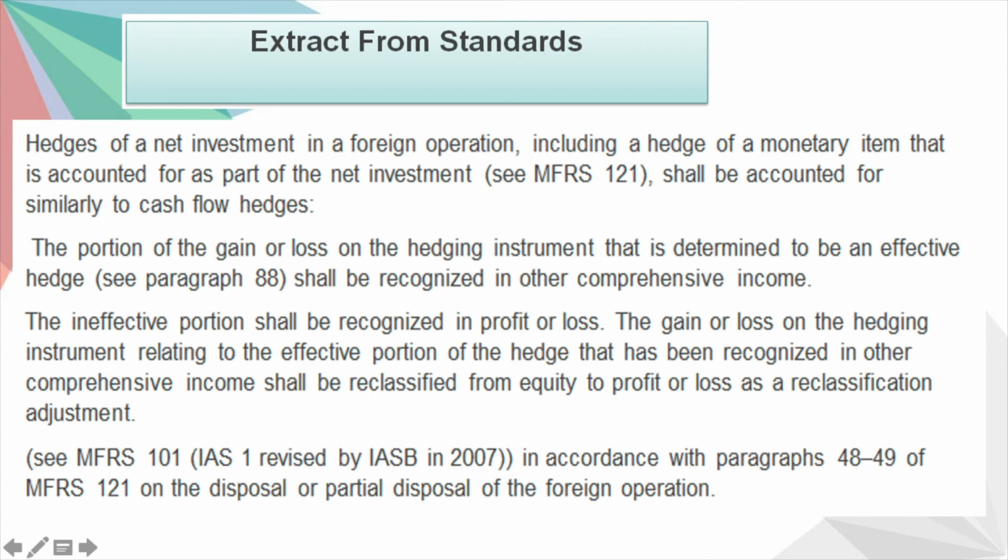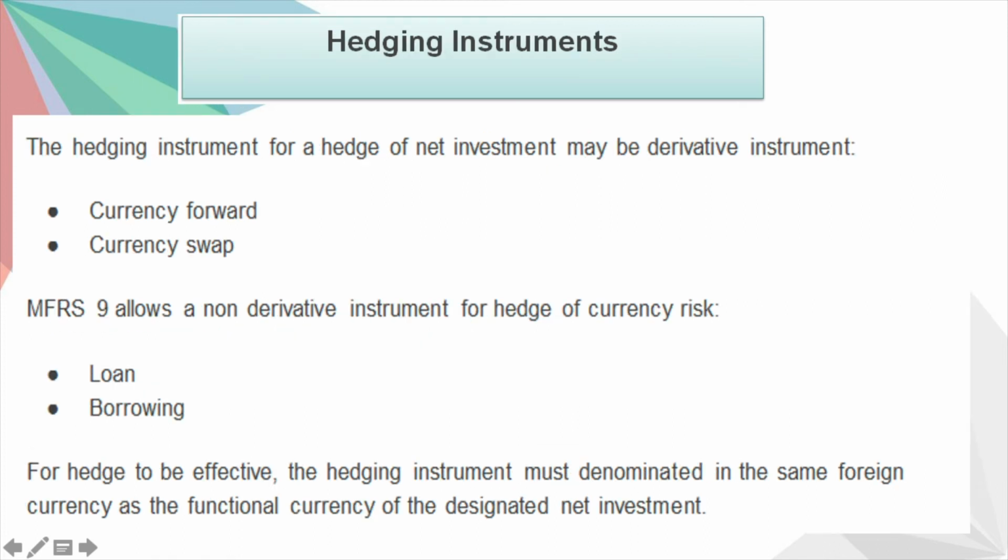Okay, for this you should see MFRS 101, IAS 1 revised by the IASB in 2007, in accordance with paragraphs 48 to 49 of MFRS 121 on the disposal or partial disposal of the foreign operation. Okay, next.